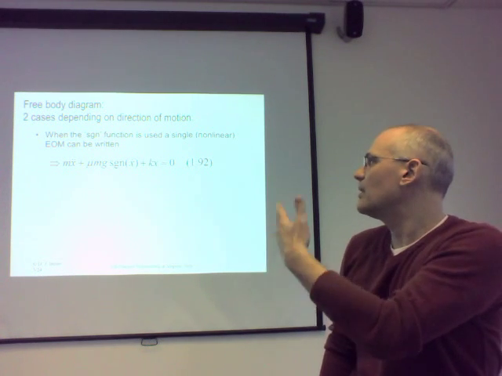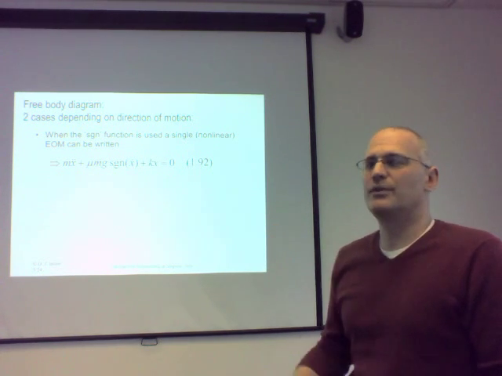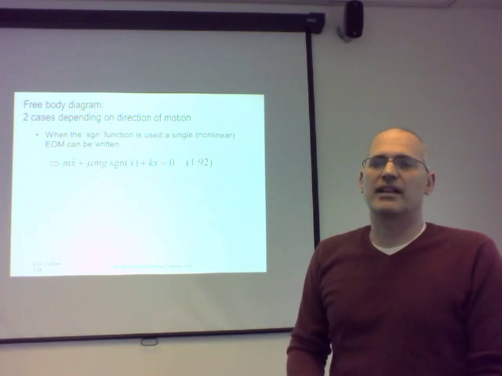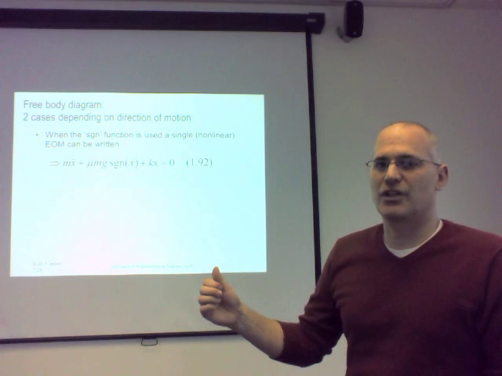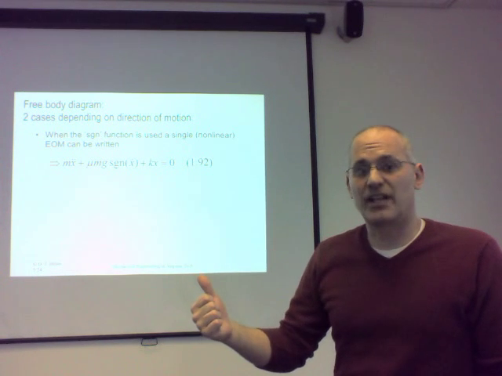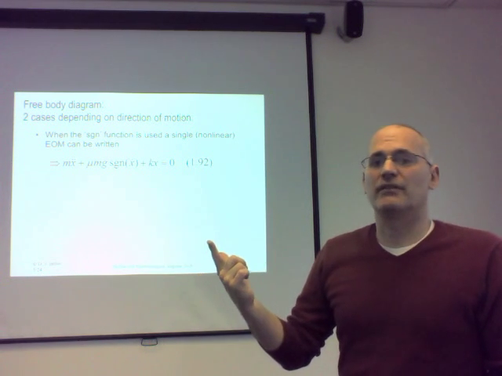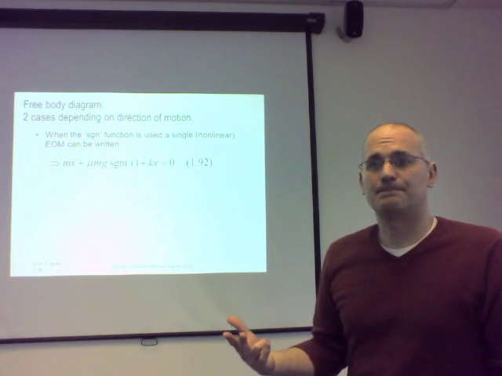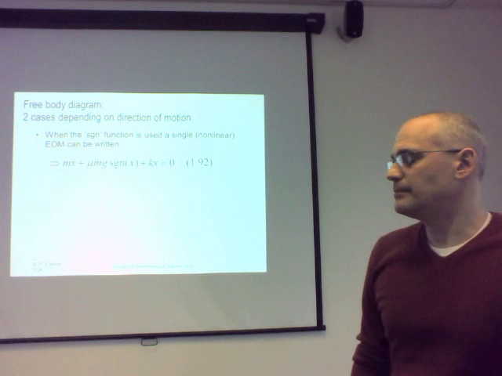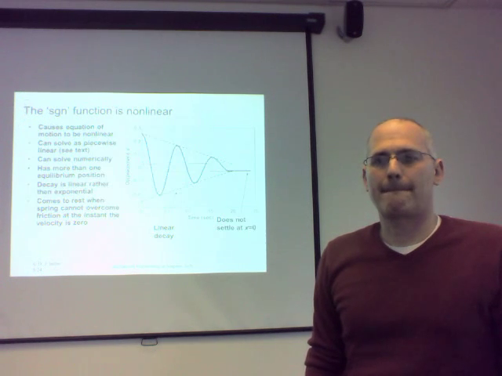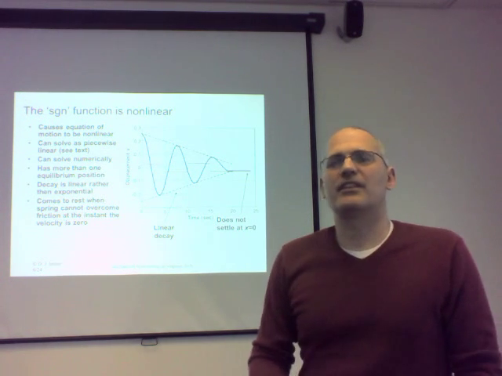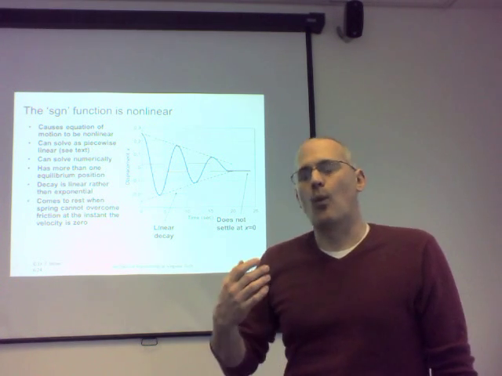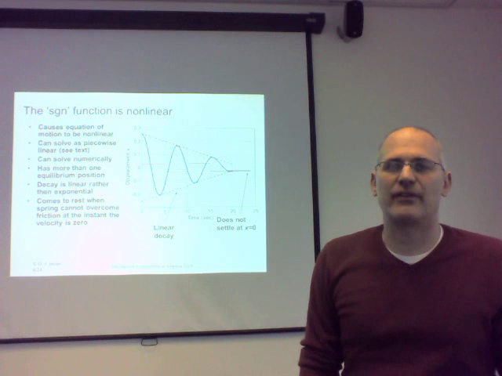So here's our single nonlinear equation of motion. All we do is take everything that was on the right-hand side of the equation and move it over to the left-hand side. We see we have a function of acceleration, x double dot, a function of velocity, x dot, and a function of position, x. All right, so this sign function is nonlinear.